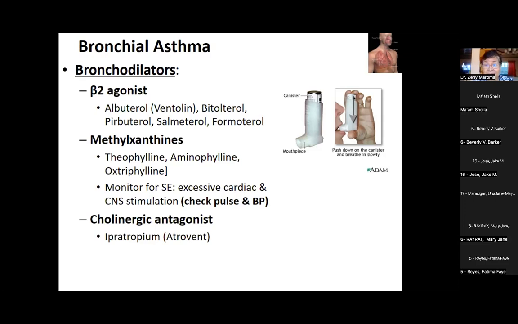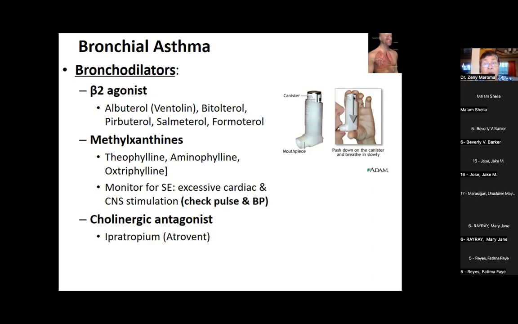Nebulization. Okay. So, napakabilis ng effect. It is given right away. Now, other drugs are methylxanthines like theophylline, aminophylline. Okay. So, since there is sympathetic stimulation, then there will be excessive cardiac and CNS stimulation. Kaya magkakaroon tayo ng tachycardia at increase in blood pressure because of sympathetic nervous system stimulation. Pero ang effect kasi nun dito, bronchodilation.